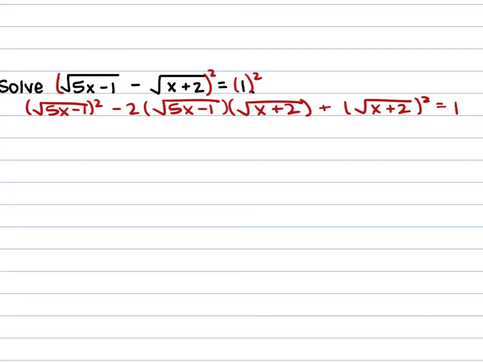When we square that square root of 5x minus 1, it cancels out the radical and the power, and we're just left with the 5x minus 1. Then that negative 2 times the square root of 5x minus 1 times the square root of x plus 2. That negative 2 is going to stay on the outside. Inside, we are going to multiply the 5x minus 1 times the x plus 2.